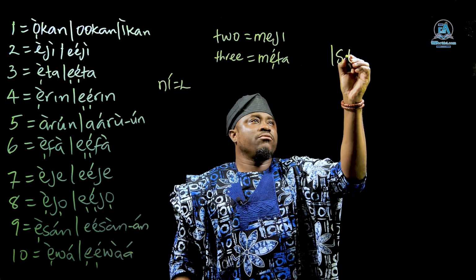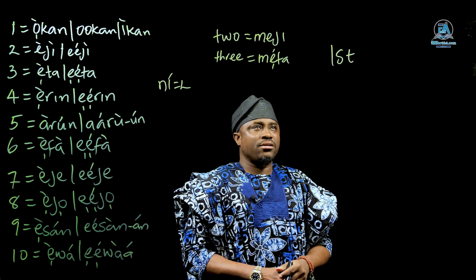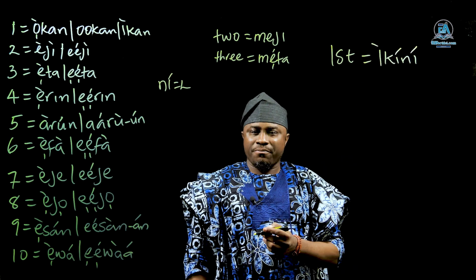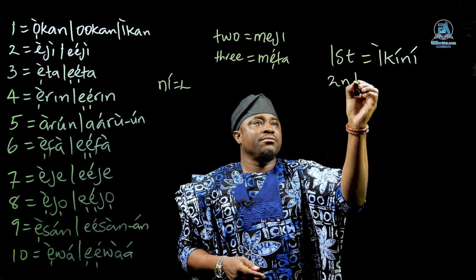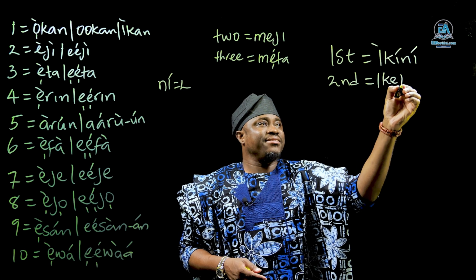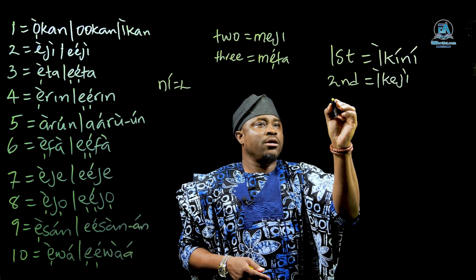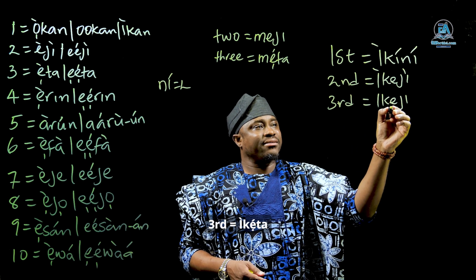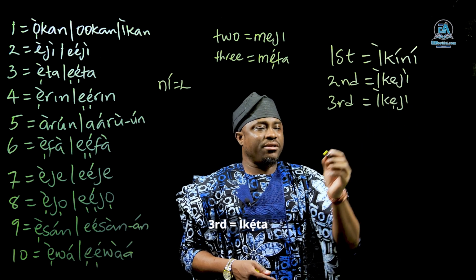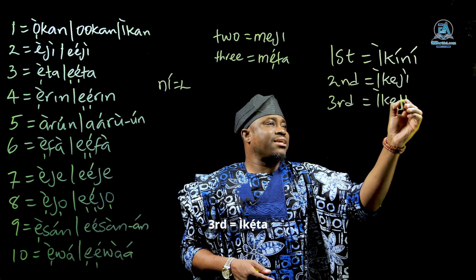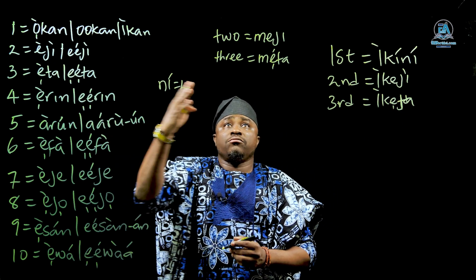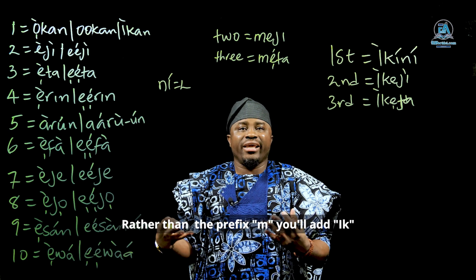What if you're talking about position? For example, first becomes ìkíní. Second becomes ìkejì. Third is ìkẹta. Rather than the M, you're adding the letter E.